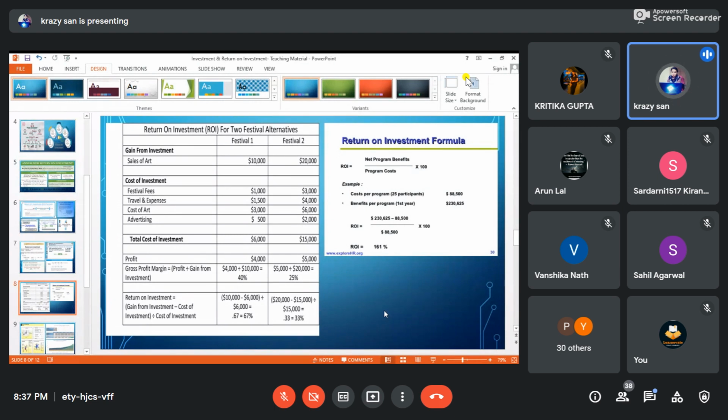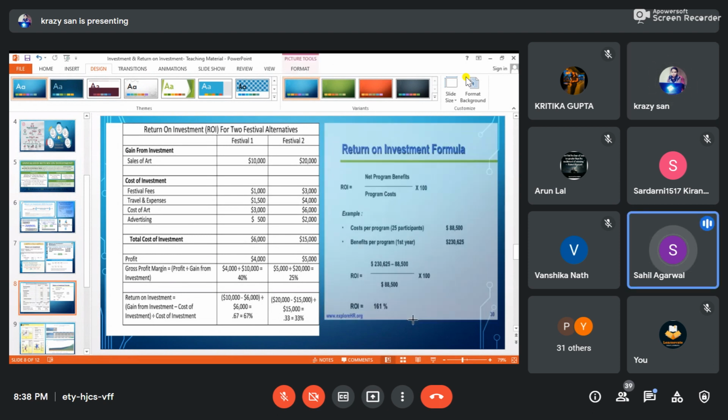Which one is higher, the ROI? Obviously, festival one ROI is higher. Why? Now see, the cost of investment in the first festival was only 6,000. But in the second festival, it was 15,000. Though profit was higher in festival two, your actual profit percent, means profit margin, was higher in festival one. That is why festival one's ROI is higher than festival two.